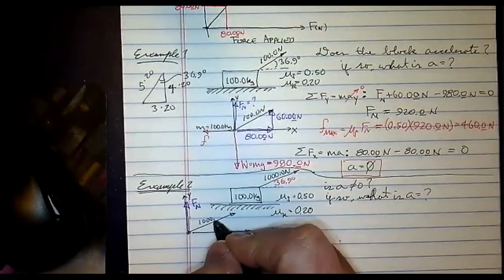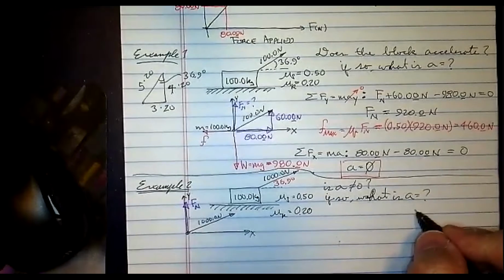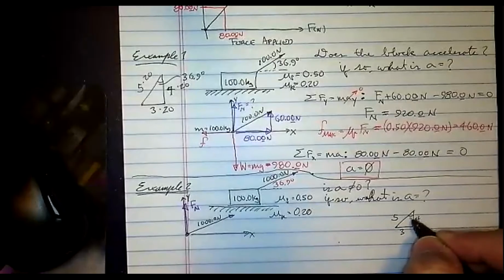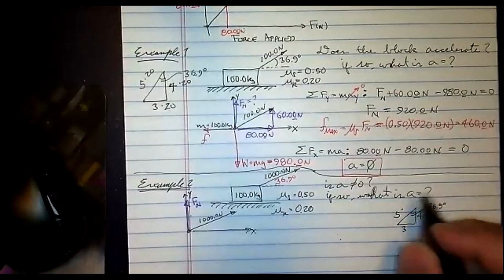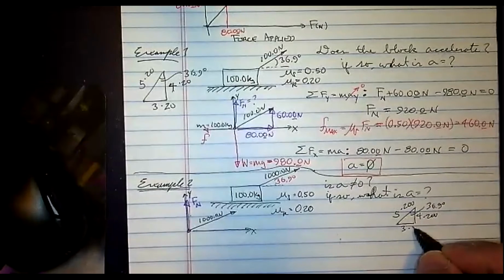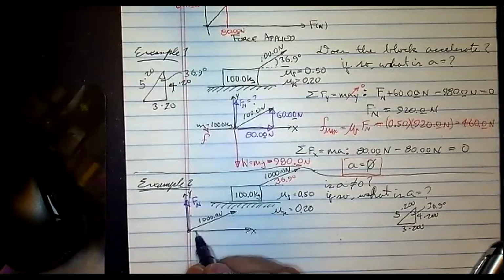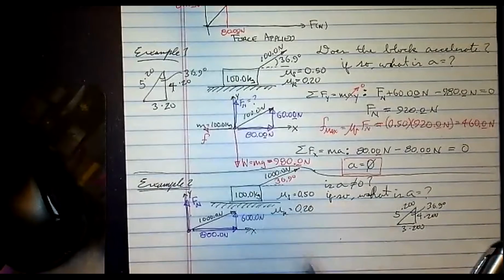is 1,000 newtons at 36.9 degrees. And of course, using our 3, 4, 5 triangle again, this is 36.9 degrees again. So I have to multiply 5 by 200 to get 1,000. So this one has to be multiplied by 200, and this one has to be multiplied by 200. And now I can break down my components. This one's going to be an 800 newton force, and this one's going to be a 600 newton force.